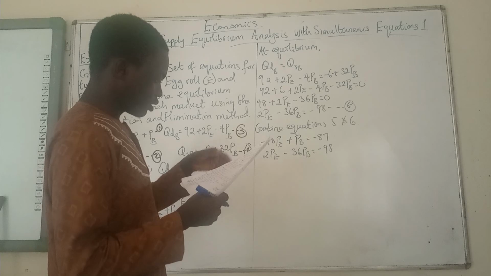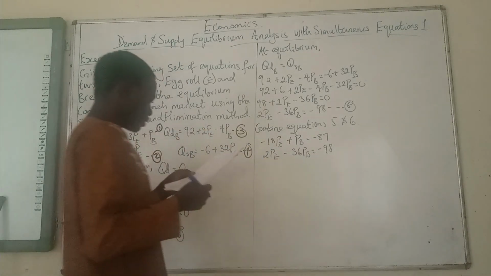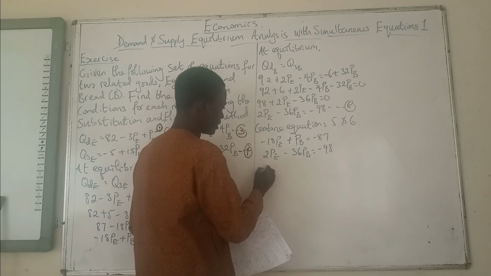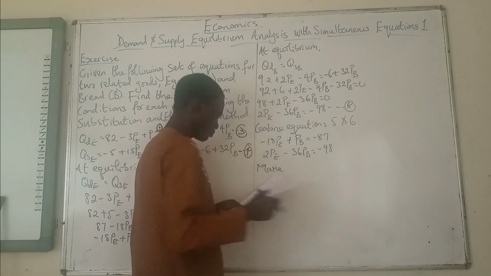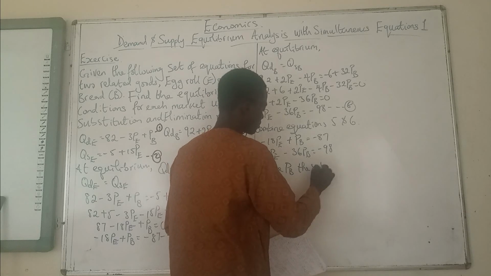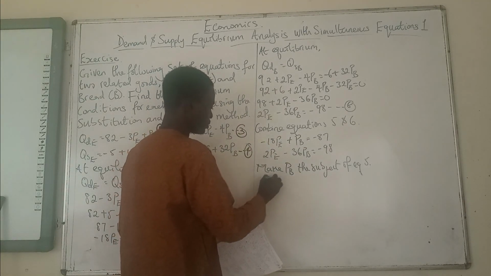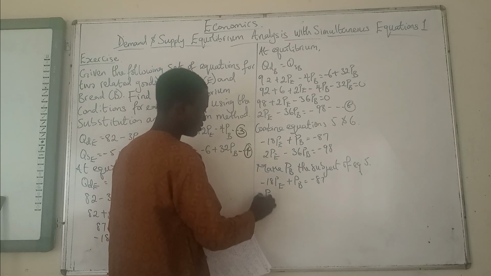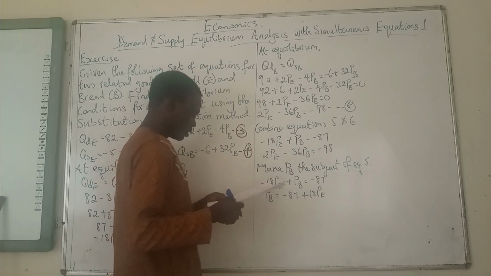So we combine equations 5 and 6. In equation 5, we make the price of bread the subject of the equation. Equation 5 says minus 18 PE plus PB equals minus 87. So the price of bread, PB, equals minus 87 plus 18 PE, that is 18 PE minus 87, and that gives us equation 7.